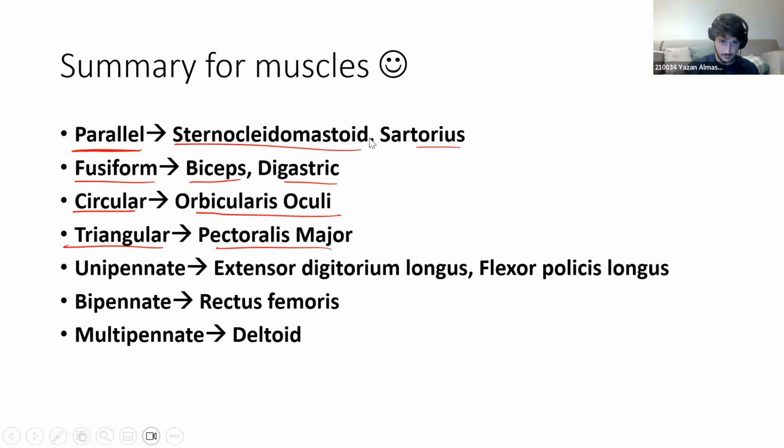So one way they could bring you the question is, for example, they will tell you or show you this muscle is parallel. Give me an example for it. And the answer will be either sternocleidomastoid or sartorius. Okay. What is the tricep considered?